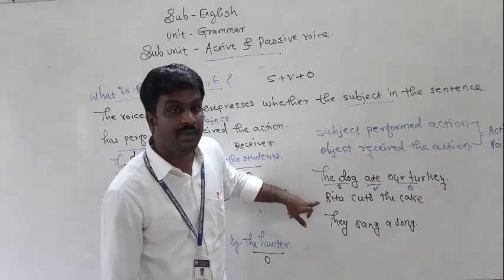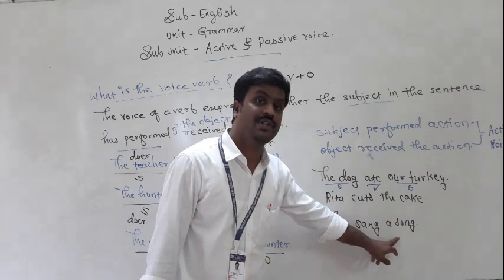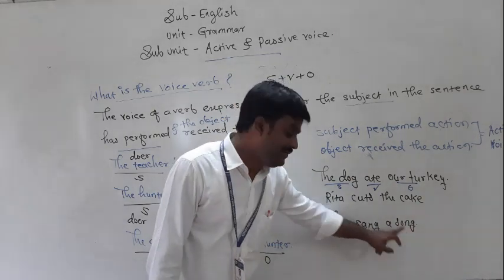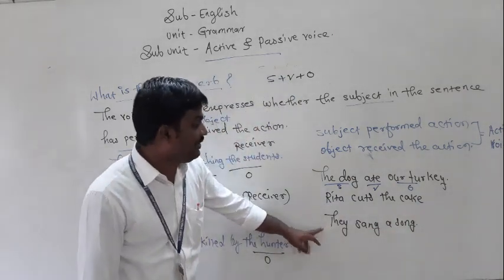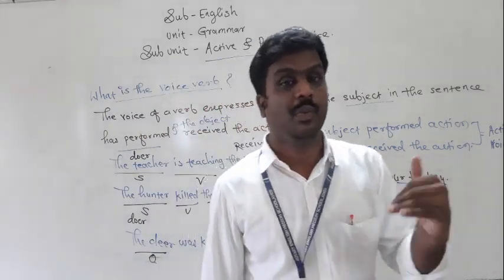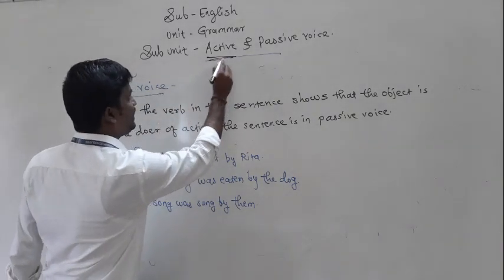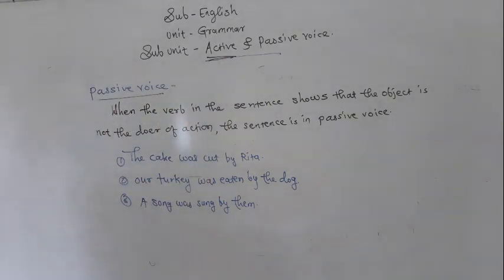Rita cuts. Who cuts? Rita. So Rita is the subject. And they sang what? A song. A song is the object, and they is the doer of action. That is why it is called active voice. So friends, you understood what is meant by active voice. What is a passive voice? I discussed with you what is meant by active voice. Now we discuss what is meant by passive voice.